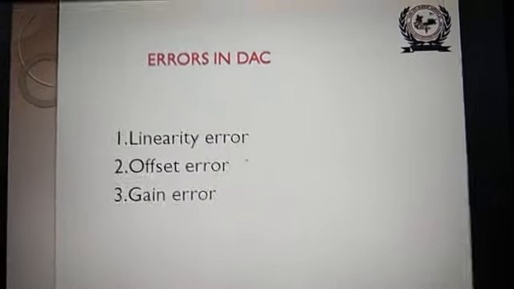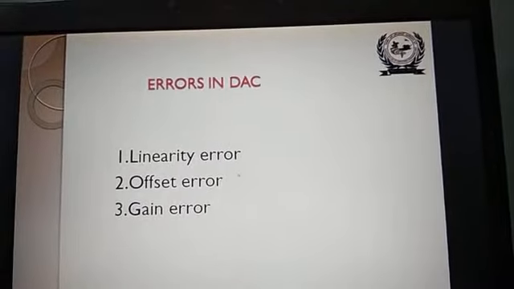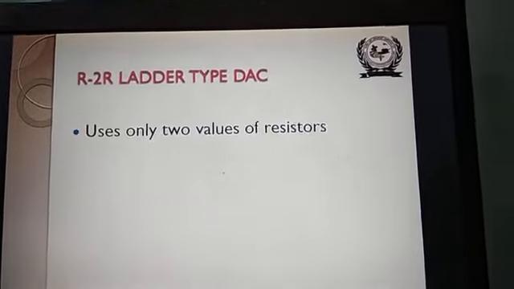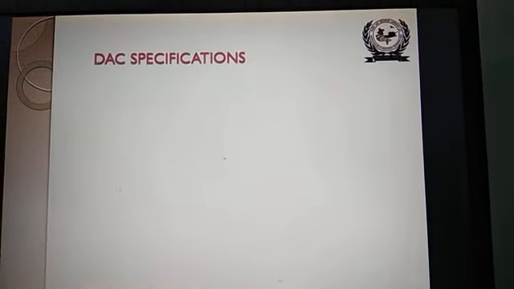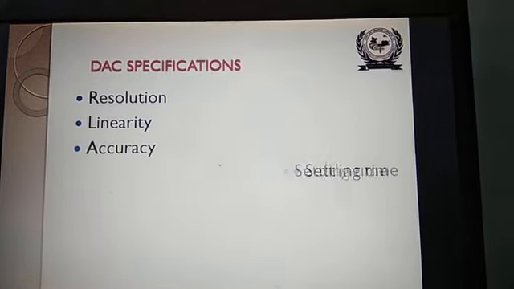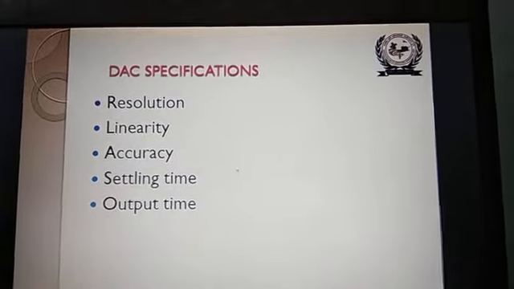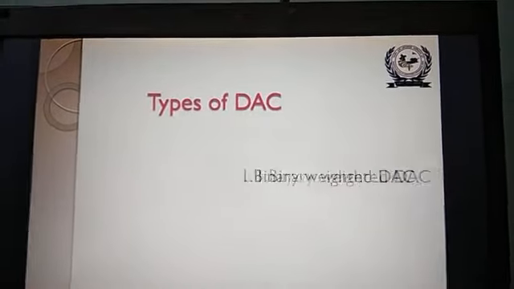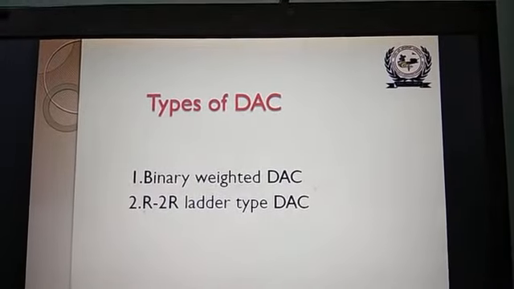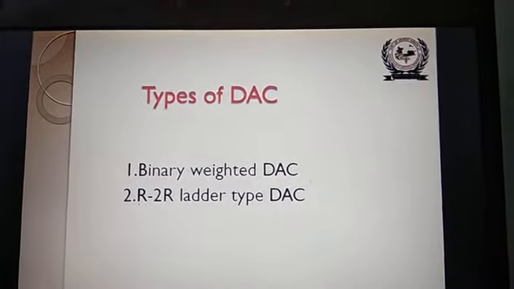So these are all about the D2A converters that we have seen. Once again, we will go through this D2A converter that we have seen today as a reminder, and then in the next video we will go for the A to D converter. These are the 5 specifications: resolution, linearity, accuracy, settling time and output time. These are the 2 types of D2A converters: binary weighted DAC and R to 2R ladder type DAC.